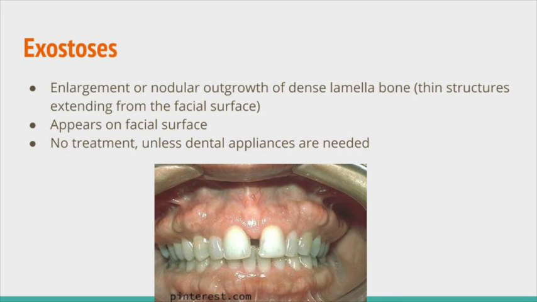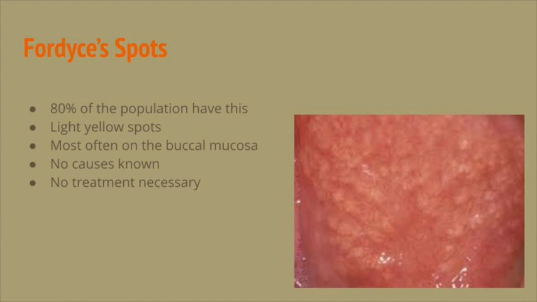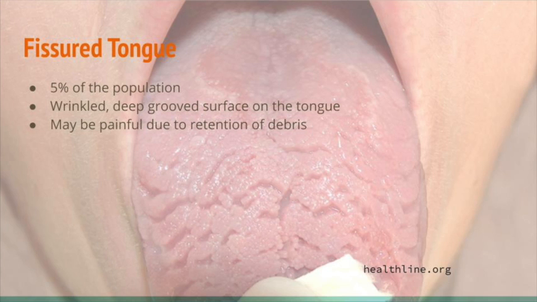And then you have Fordyce spots, and 80% of the population have this. And as you can see by the picture on the right here, there's yellow spots that occur, often on the buccal mucosa. There's no causes or treatment that we have so far that we know of. And then you have a fissured tongue, and there's only 5% of the population who have this. And as you can see by the picture, it looks painful. It's just wrinkled, deep grooves on the surface of the tongue.